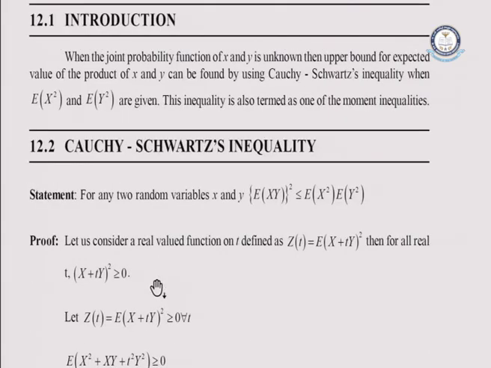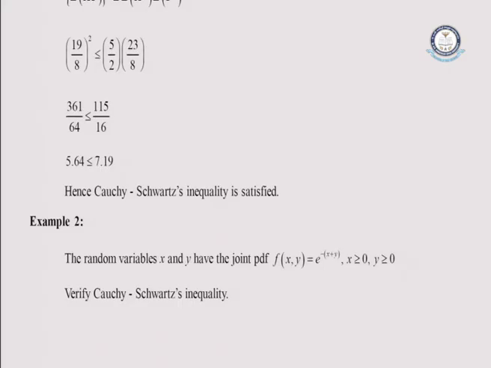Why? Because when the joint probability function of x and y is unknown, then the upper bound for the expected value of the product of x and y can be found by using this Cauchy square inequality when expected value of x square and expected value of y square are given. So, this inequality is also termed one of the moment inequalities. So, the product term whole square should be less than or equal to the individual terms x square and y square. So, this example is satisfied. So, we will see another example for continuous series.